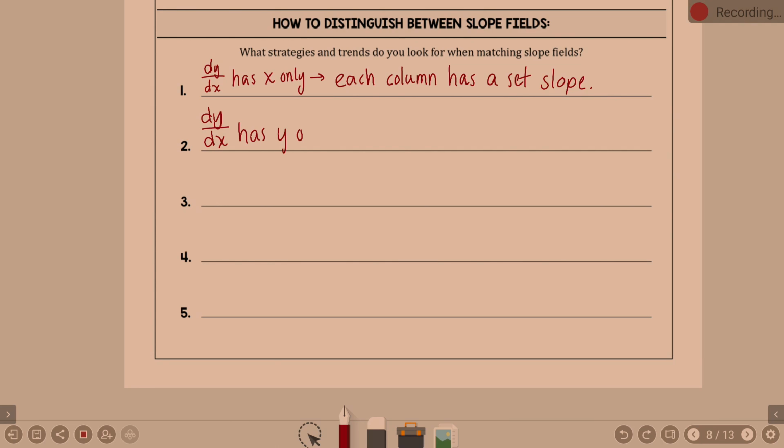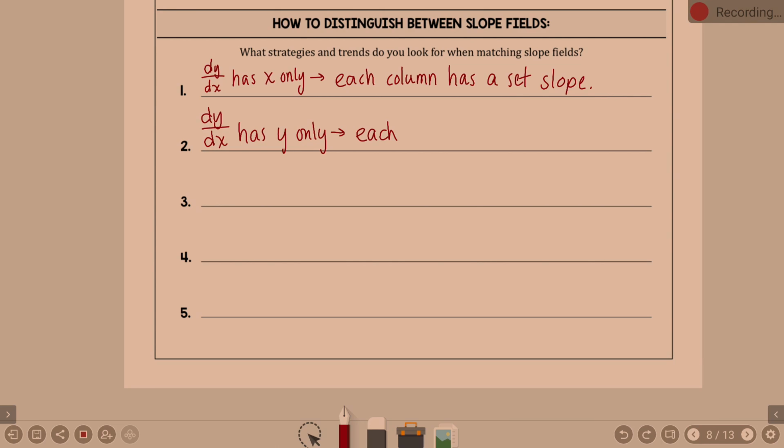So now let's reverse this. If dy dx has only y's, and you guys are okay with the definition of rows versus columns? You're seniors in high school. We've got that figured out now. Rows, columns. I'm just saying.